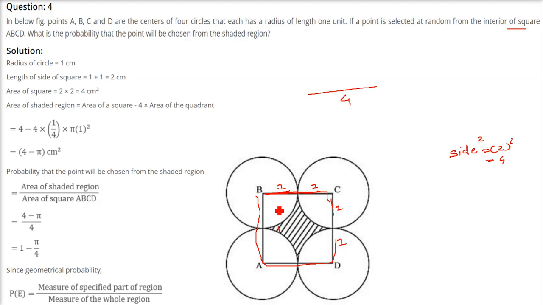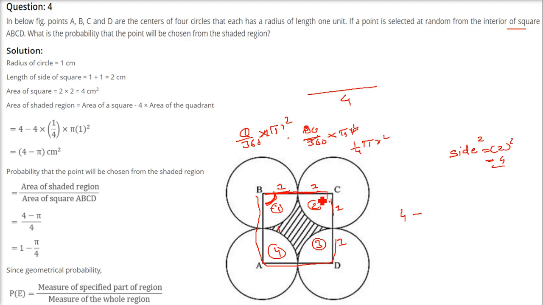So how can we do it? If we subtract these 4 quadrants, or 4 sectors, from this square, we'll get this region. So what is the area of the square? We already found it, 4, minus. We have to subtract these 4 quadrants. What is the area of one quadrant? It will be theta by 360 into pi r squared. But this is 90 degrees. It will be 90 by 360 into pi r squared, which is going to be 1 by 4 pi r squared.